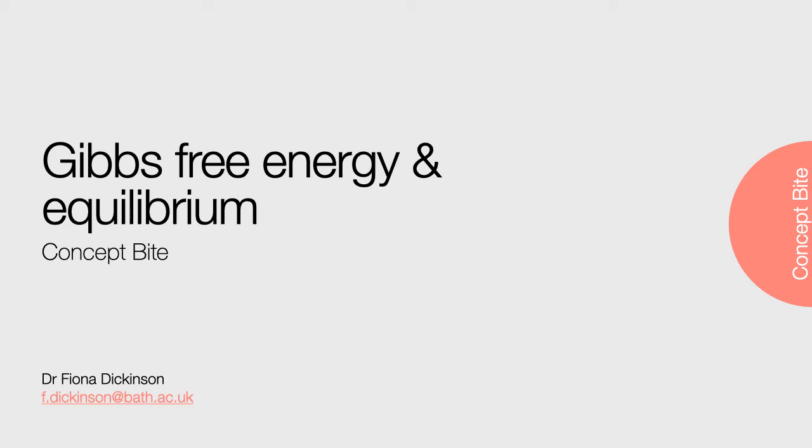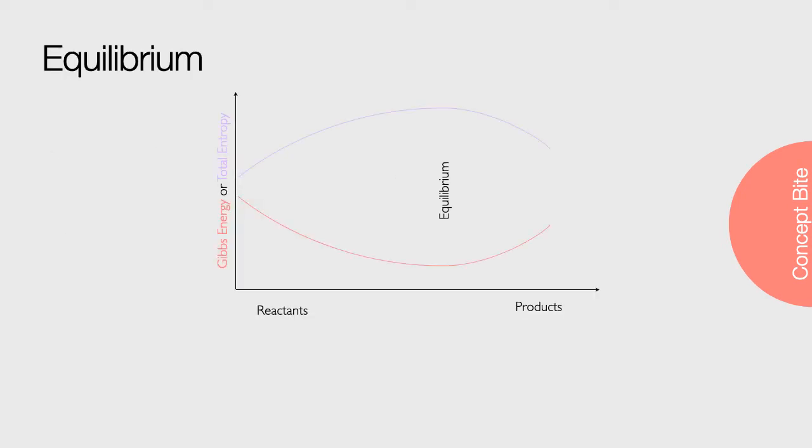Hi, and welcome to this Concept Bite video which introduces the concept of thermodynamic equilibrium and links it to our understanding of the Gibbs free energy. We have already introduced the Gibbs free energy and how it relates to the total entropy of the universe, and it would make sense that one of the ways to increase the entropy of a system is to have a mixture of reactants and products at equilibrium.